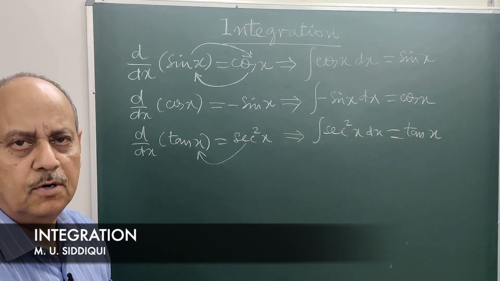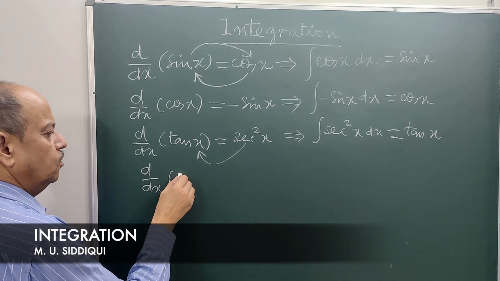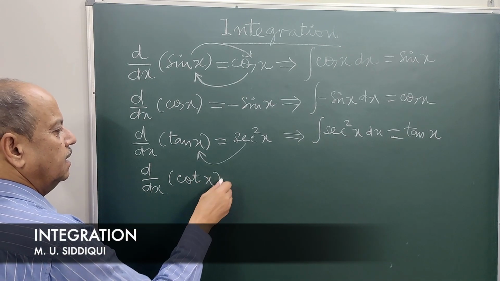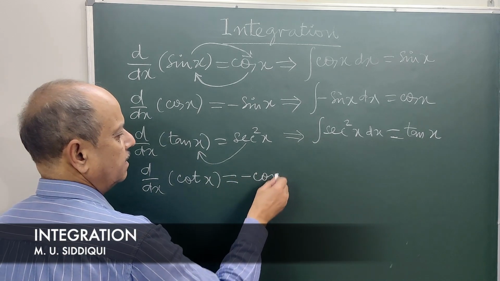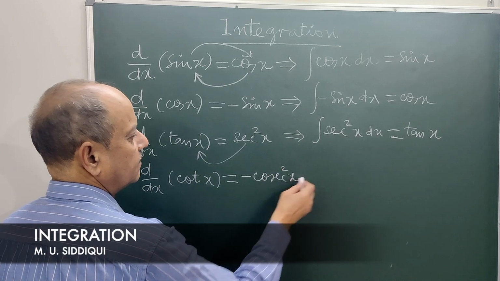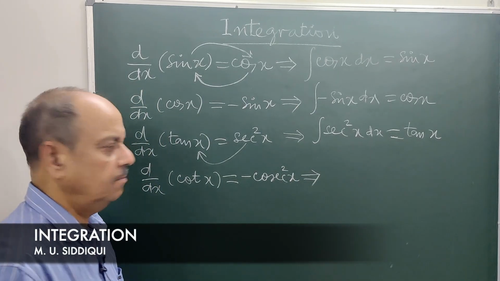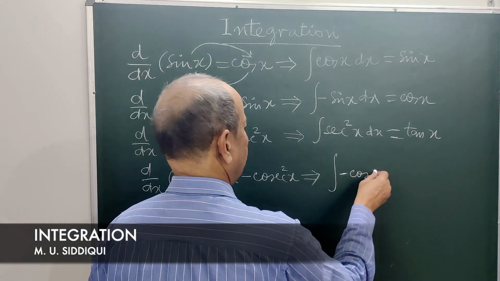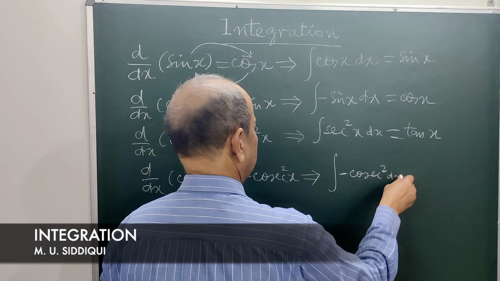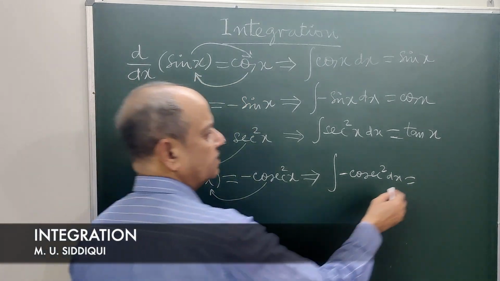You have seen a few more. Differential coefficient of cot x with respect to x was minus cosec square x. This will imply here, we are just translating it, writing it in the reverse form. We will say the integral of minus cosec square x dx, that is with respect to x, will be equal to cot x.